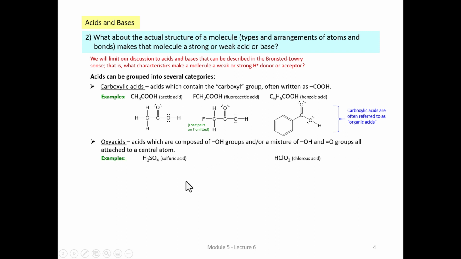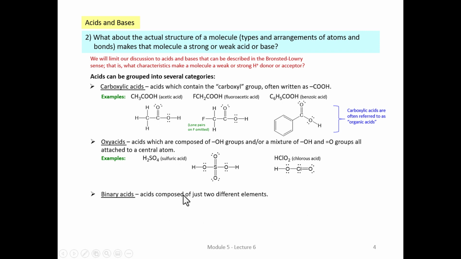So here's some examples. Sulfuric acid, here's its Lewis structure. And you'll notice here it has 2 OH groups and 2 what are called oxo groups. That would be the double bond O. And of course, these are the ionizable hydrogens. And a weaker acid here would be chlorous acid, which contains 1 oxo group and 1 OH group.